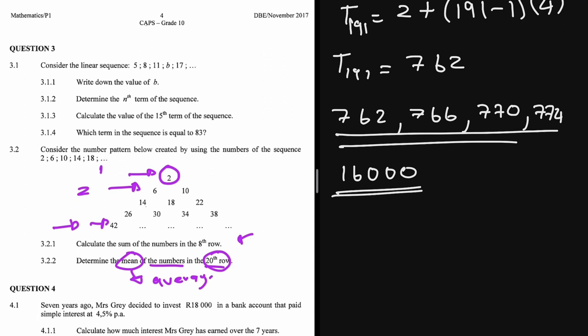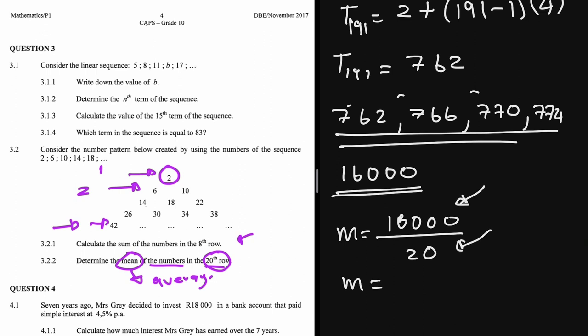And then after you get the 16,000, to get the mean, that 16,000, which is the sum of these 20 terms, you're going to divide by the total number of terms, which is 20. Remember, the mean means the average. The average is the sum of the numbers divided by the total terms. So if you put that in your calculator, you should get your mean as 800. So that is how you will solve the problem. Thank you very much.